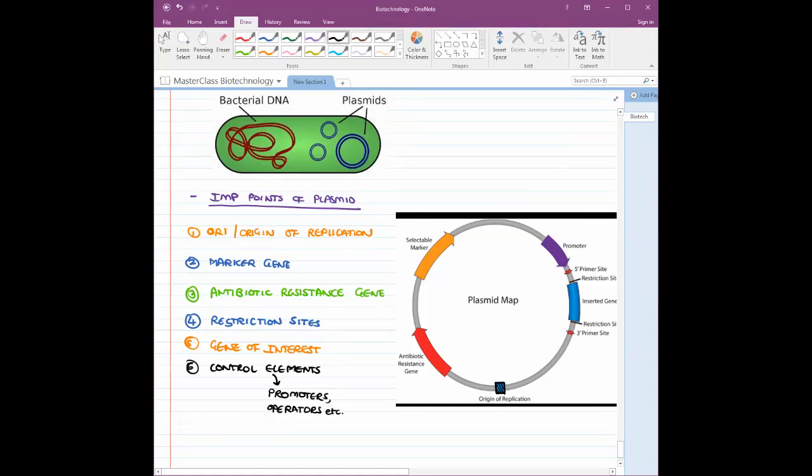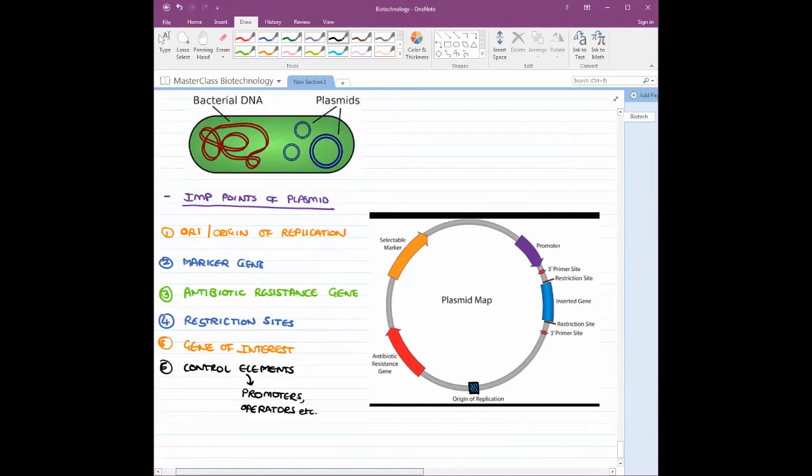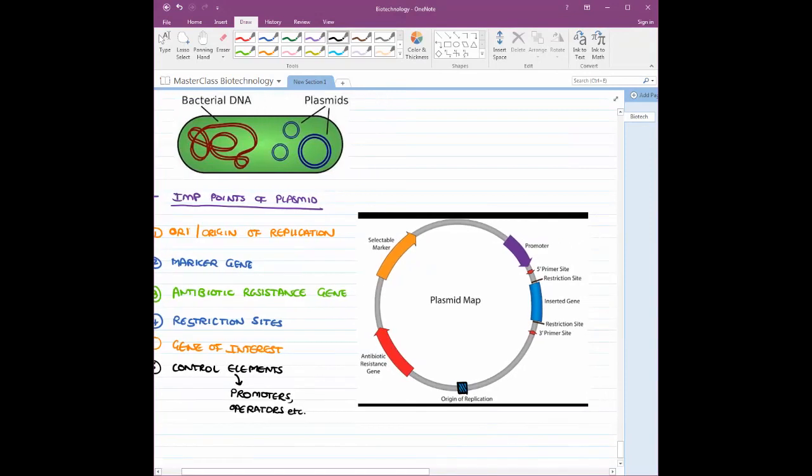Promoter region, this is going to make sure this thing is going to be replicated and the gene is going to be produced. Then we are going to have restriction sites over here. So see here, the restriction site, so we can cut the plasmid from this part and we can put the gene of interest in its place. So these are nothing but the different elements that we are going to have.